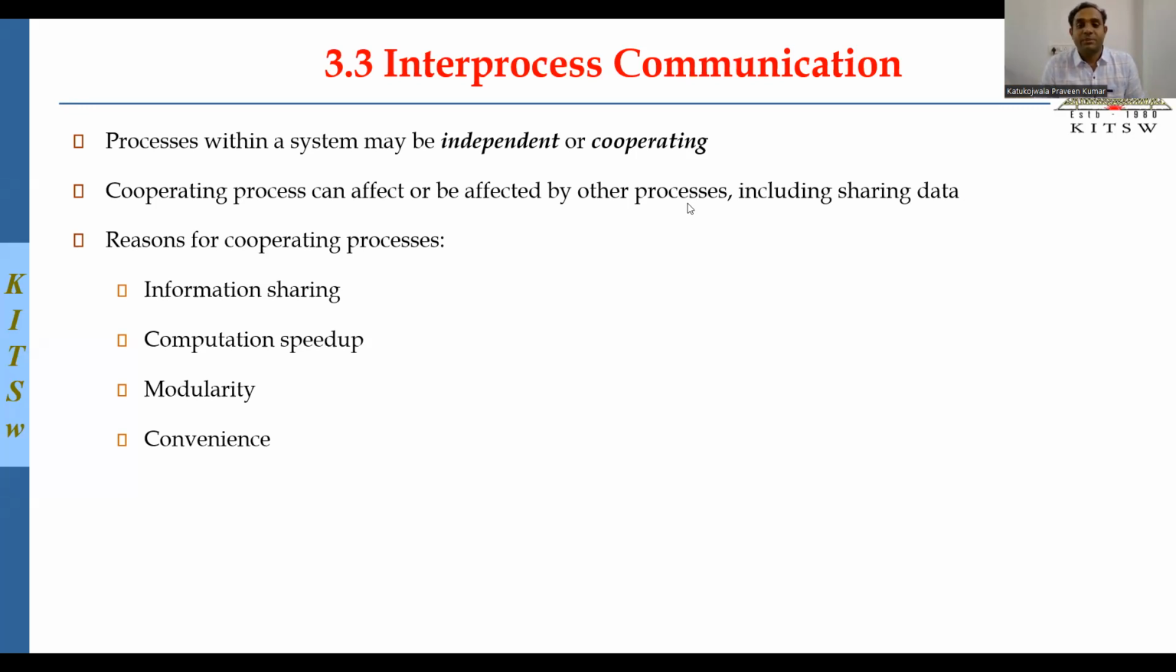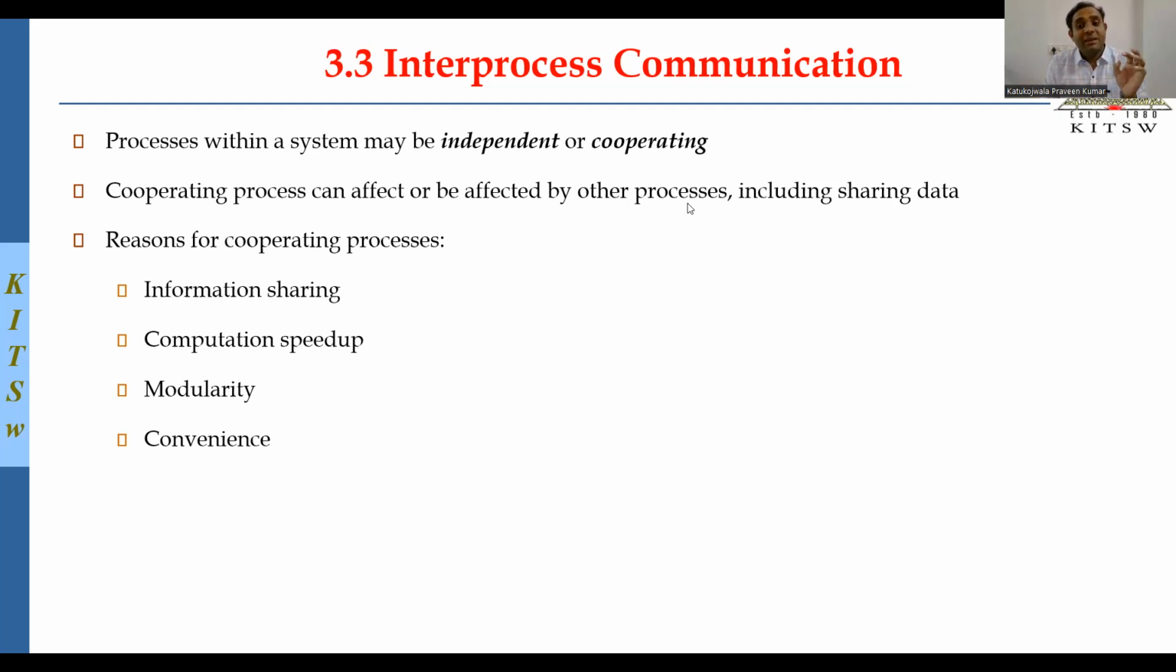Coming to computation speedup. If we want a particular task to run faster, we must break it into subtasks, each of which will execute in parallel with the others. Notice that such a speedup can be achieved only if the computer has multiple processing cores, that is, multi-core systems. Modularity: we may want to construct the system in a modular fashion, dividing the system functions into separate processes or threads. This modularity we will discuss in further chapters.